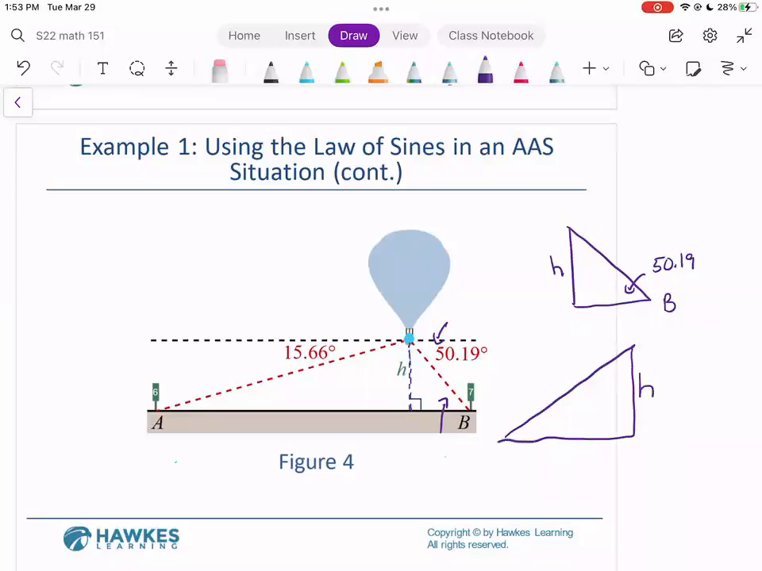Again, this is going to be side H. Because this angle is 15.66, we also know this angle of 15.66. And then we can also determine the total angle right here to be 114.15 by subtracting from 180.